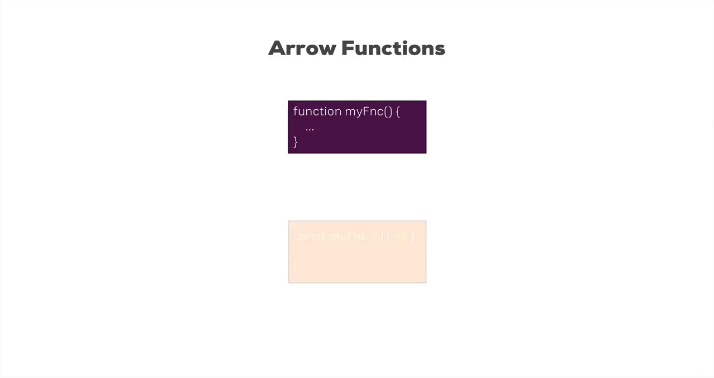Now, an arrow function looks like this. Here I'm storing it in a constant, and then on the right side of the equal sign, that's the arrow function syntax. A list of arguments, here it's none, but it could hold some arguments, and then an arrow, so an equal sign and a greater than sign, and then the function body.